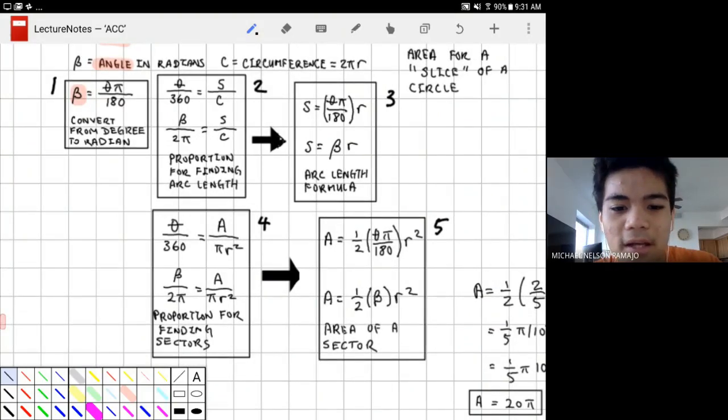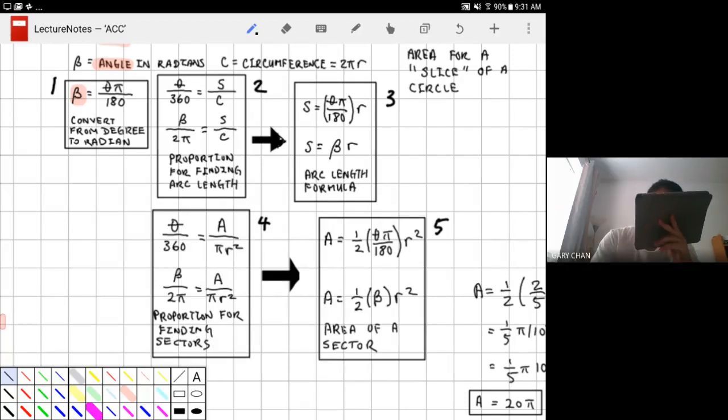The fifth box, A equals 1/2 pi theta pi over 180 times r squared. I'll give you that. It is possible for us to use box number 5 to answer this question. However, it is best to think of this as a proportion problem, because there's less algebra involved.